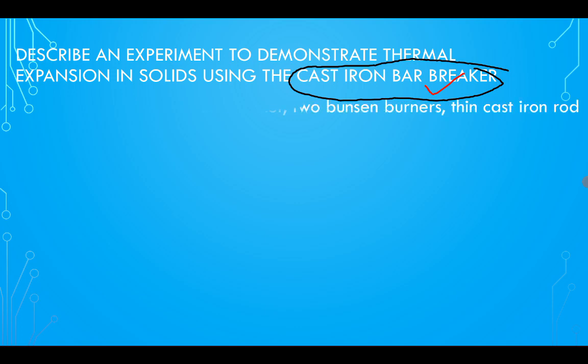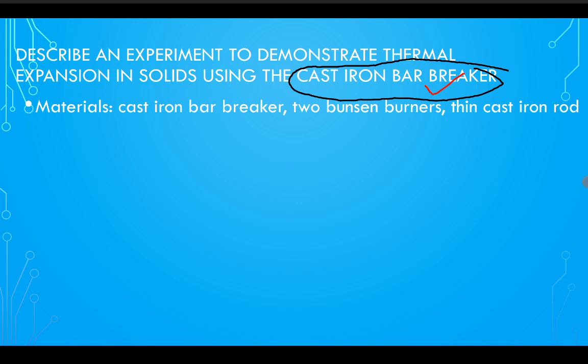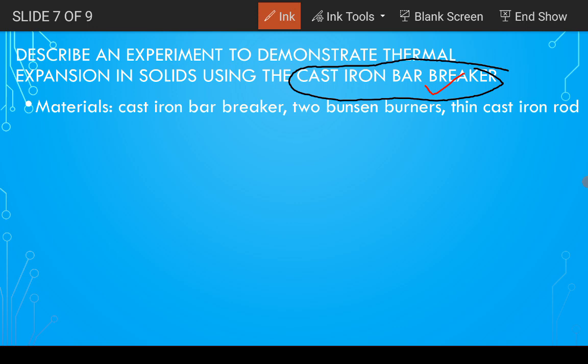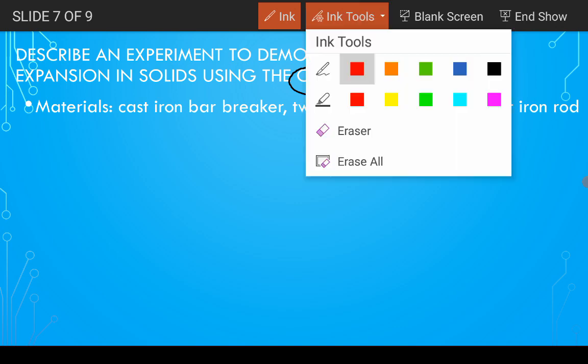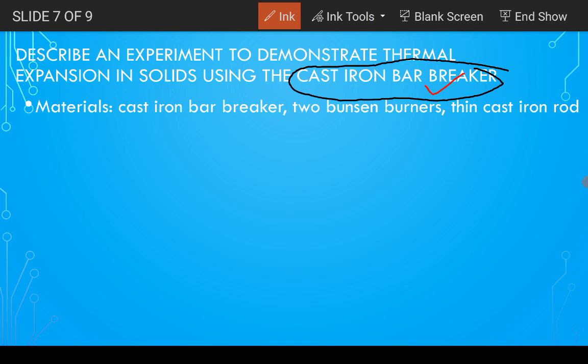All right, so first you have to state the materials that will be used. So in this experiment, we are already told that we need to use the cast iron bar breaker, not the ring and ball apparatus or bar and gauge apparatus. So in the materials, we mention that we shall need a cast iron bar breaker, 2 Bunsen burners, and a thin iron rod.